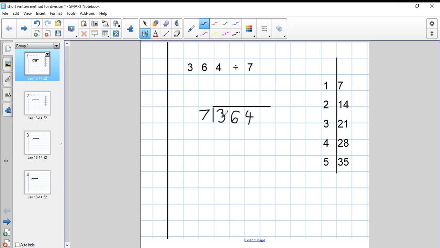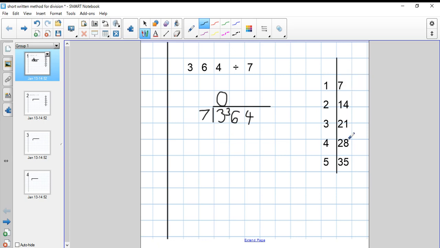When I lay my numbers out like this, I'm going to ask myself, how many times does 7 go into each of these digits? So let's start. How many times does 7 go into 3? Well, 7 doesn't go into 3. So what I'm going to put here is a 0, just so that I can keep the order of where I'm working. Now I bring that 3 or carry that 3 over to the next place value column, and I've now got 36. So I'm now asking myself, how many times does 7 go into 36?